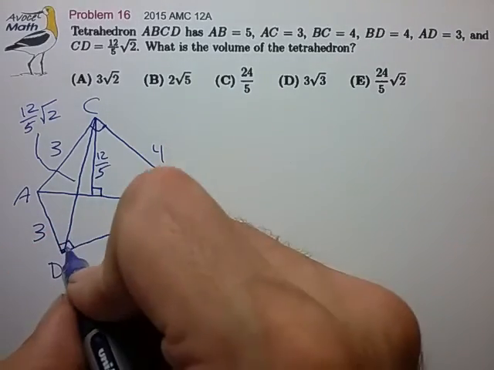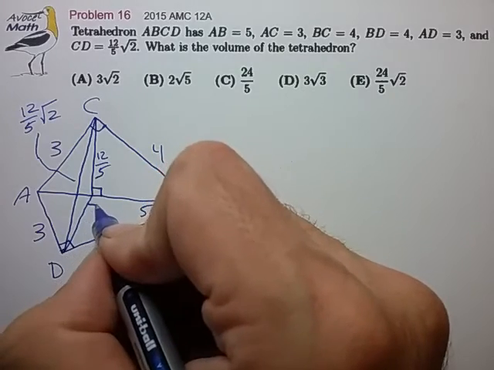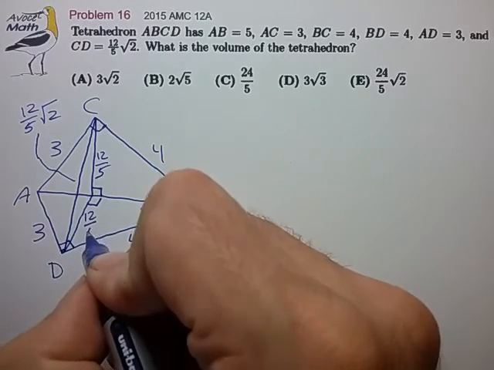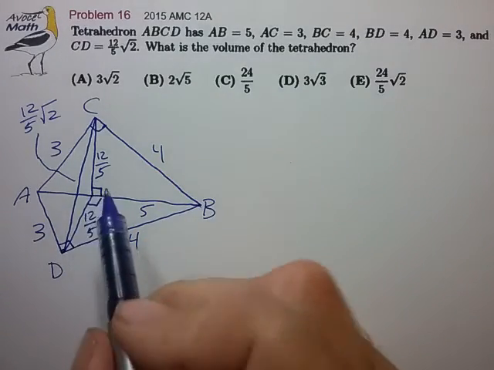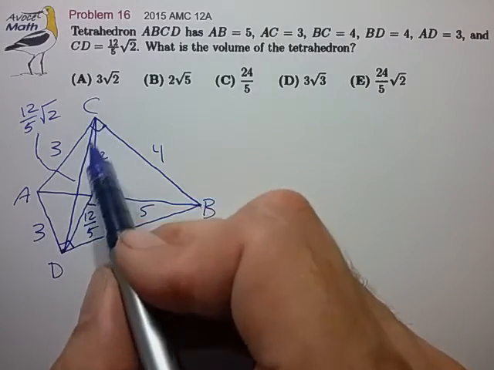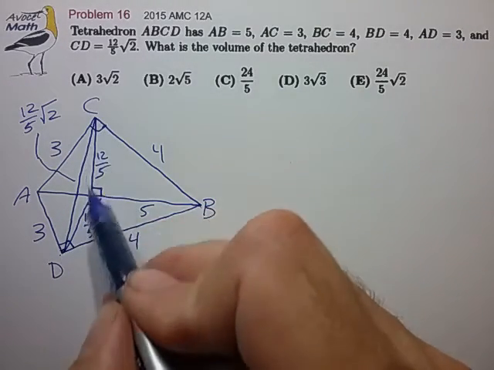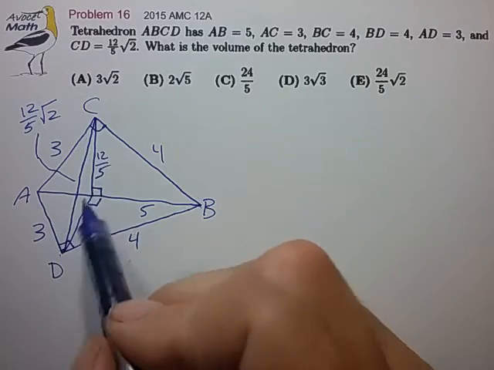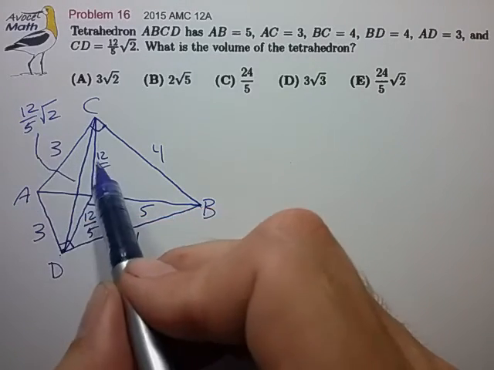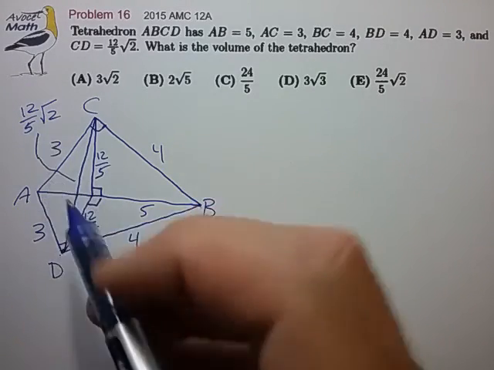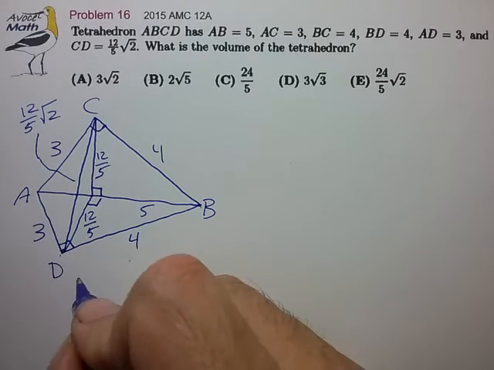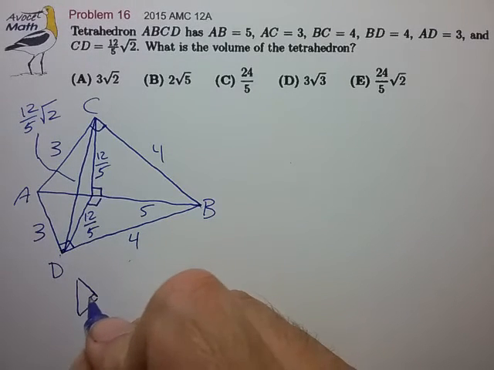That looks pretty helpful. Let's draw in the other one. Its altitude is also 12 over 5. And now we see a critical insight. We have this triangle formed by the two altitudes and the side CD, and it looks like that triangle is a 1, 1, root 2 right triangle. It's essentially a triangle that looks like that.